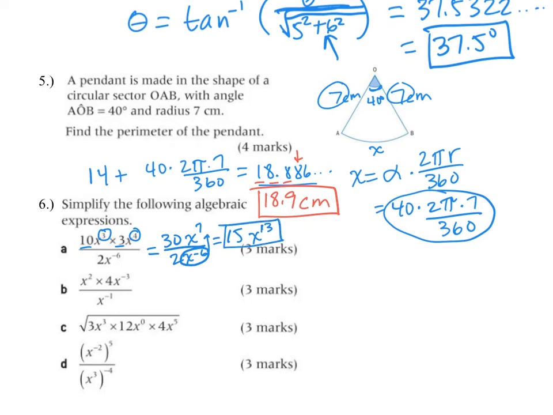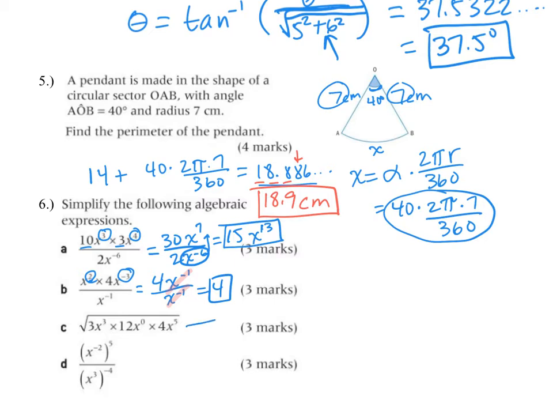Okay? And then letter B, let's simplify that numerator. So that's going to be 4 times, now let's add these exponents. 2 plus negative 3 is negative 1, so that would be 4 times x to the negative 1st over x to the negative 1st. So those x to the negative 1st, they're just going to cancel, and we get 4.